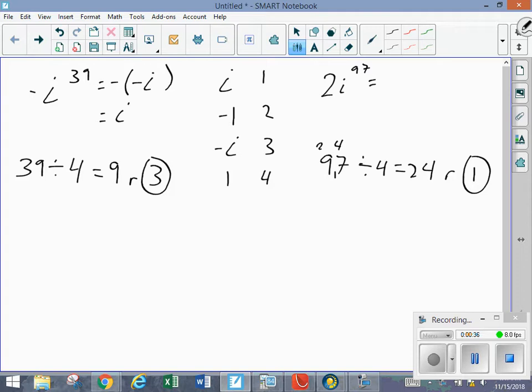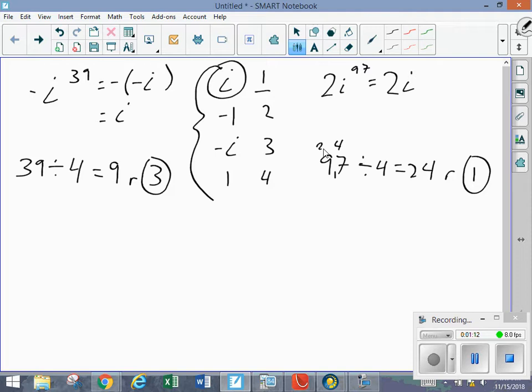Because essentially we went through this pattern 24 times, right? And then as we were trying to go through the 25th time, we stopped here at 1, which means that i to the 97th power is i. So it's 2 times i, and that's it. Okay? Is that still not sunk in? Let me know, I'll do one more.